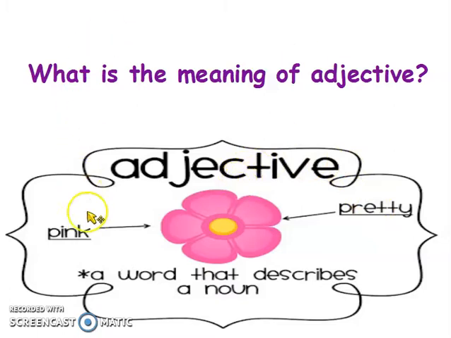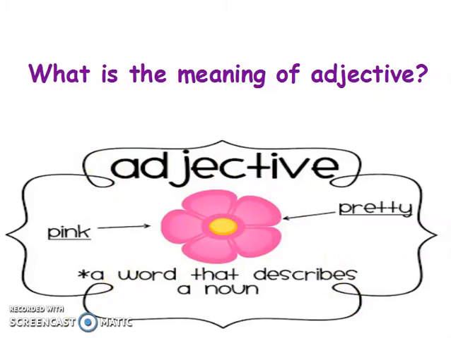We have here another adjective, pink. This flower is pink. Pink is a color and it's an adjective. So, adjective, صفة, describes the noun. الصفة توصف الاسم. For example, as we said, pretty and pink, they are adjectives that describe the flower.